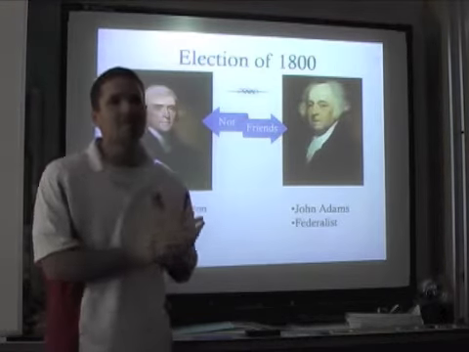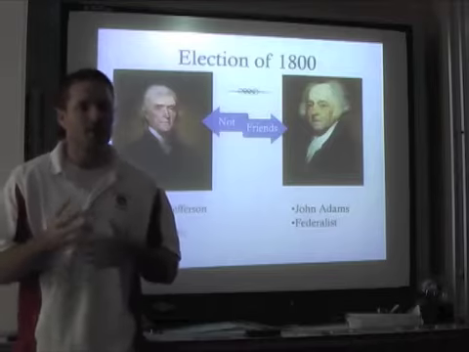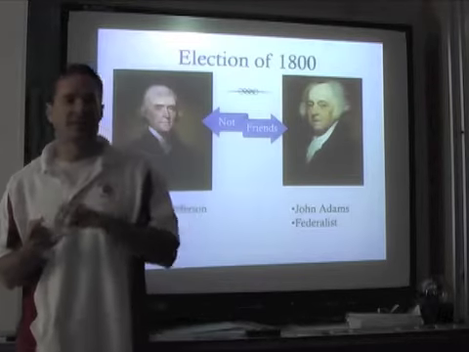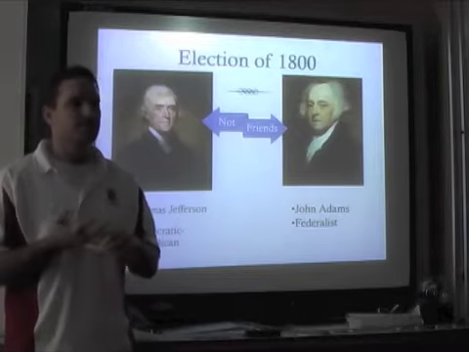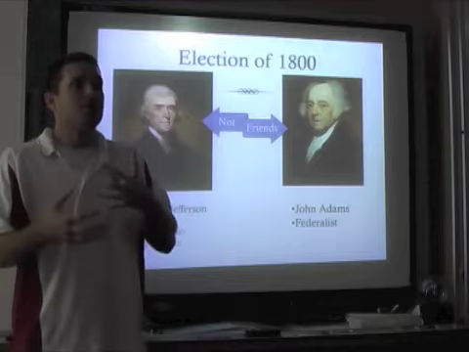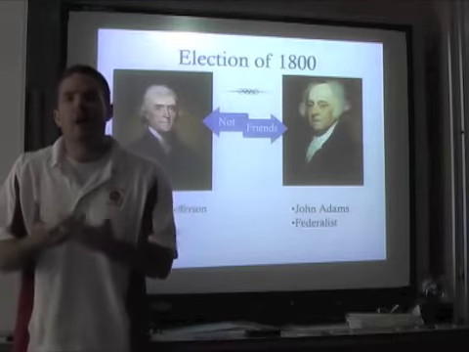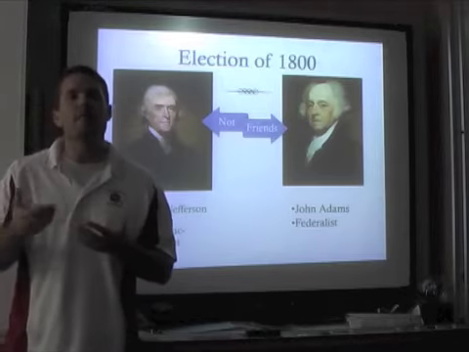The Federalists had been in power for a long time, and as a result of the election, the Democratic Republicans were taking over. The Democratic Republican presidential candidate was Thomas Jefferson. John Adams was representing the Federalists. And so they have to have their election and decide who's going to become the president. They used the Electoral College, but they used it in a different way than we do.